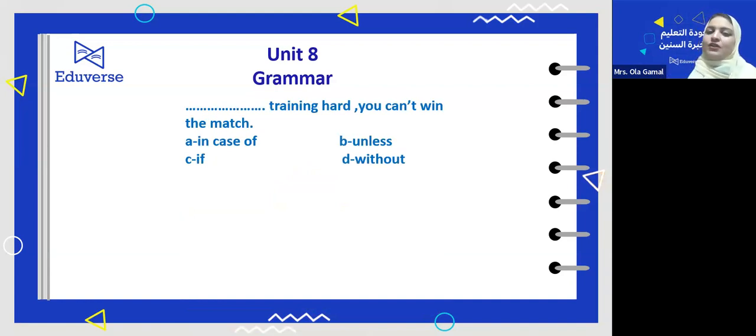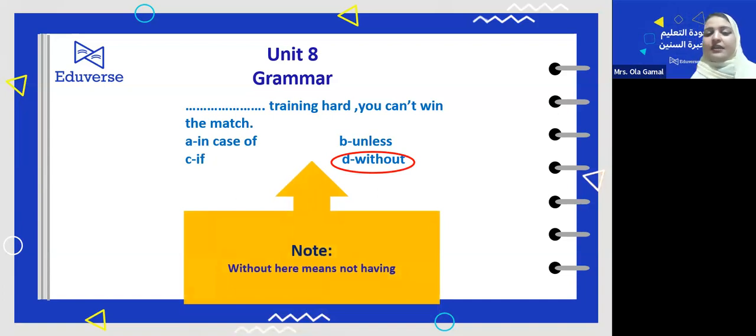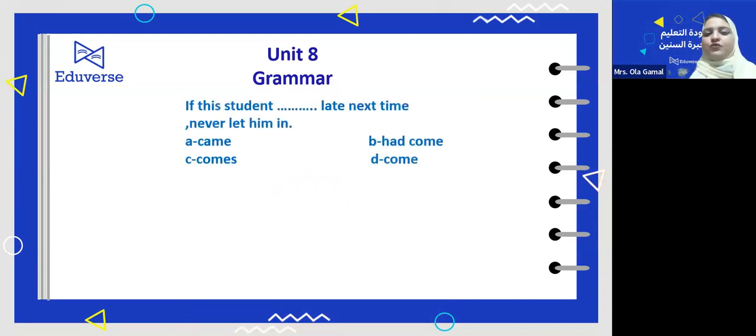Okay. Training hard, you can't win. What should we do? We use here, yes, without. Also, without comes at the beginning of the sentence and it must be followed by a gerund. Okay, so it means here not having, or not getting enough savings. Let's move to the other question.